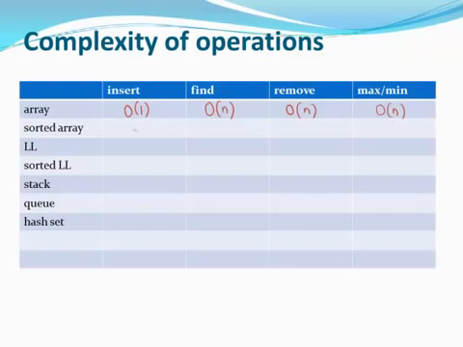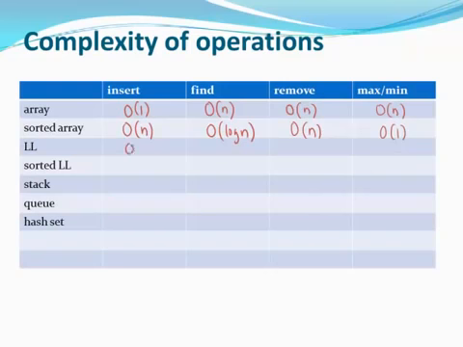Now, if you have a sorted array, insertions still would require big O of n, since we have to maintain the invariant of sorted. And finding something in a sorted array using binary search can be done in log n time. Removing something in a sorted array would require big O of n, since we'll have to find it and we'll have to adjust the array to remove it and maintain the sorted invariant. Max and min, we know, is at the end of the array, so therefore you can find max and min in big O of 1.